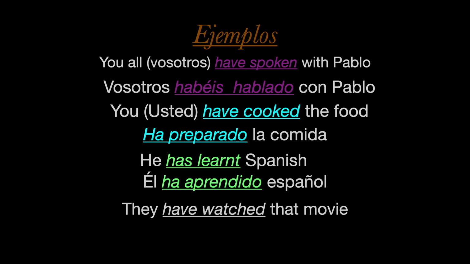One more example we have. They have watched that movie. Ellos han visto esa película. Han visto, where the past participle is visto, which is an irregular past participle. With all these examples and the things that we have gone through, I hope the present perfect tense is clear to you, which is called pretérito perfecto in Spanish.